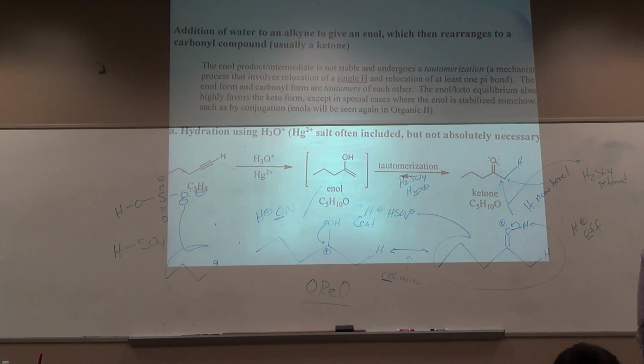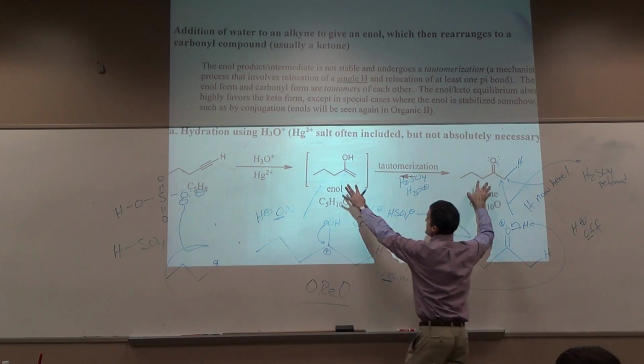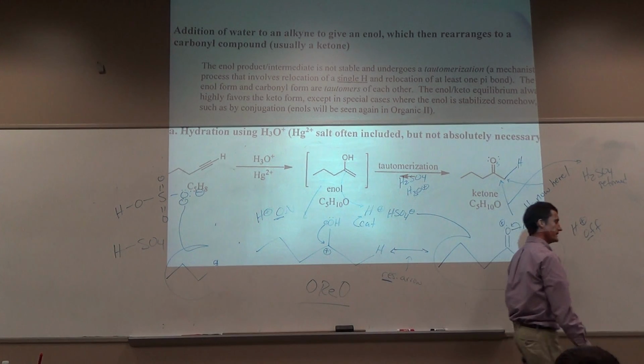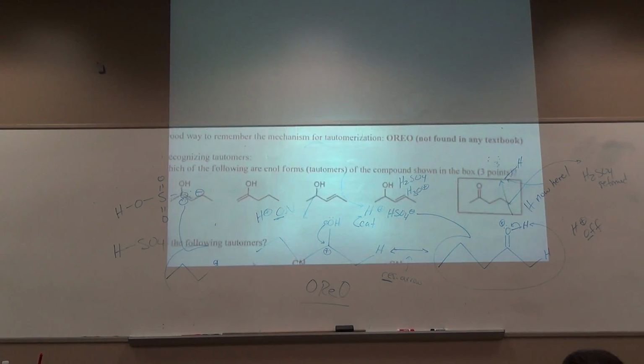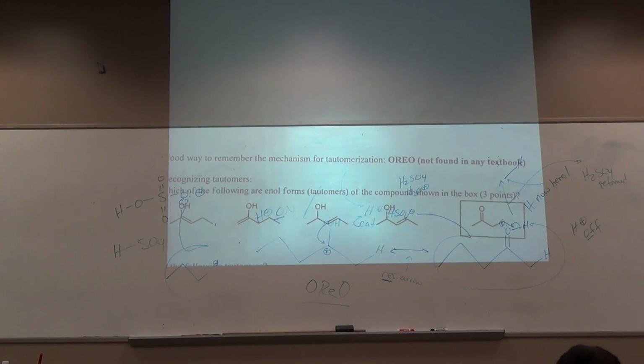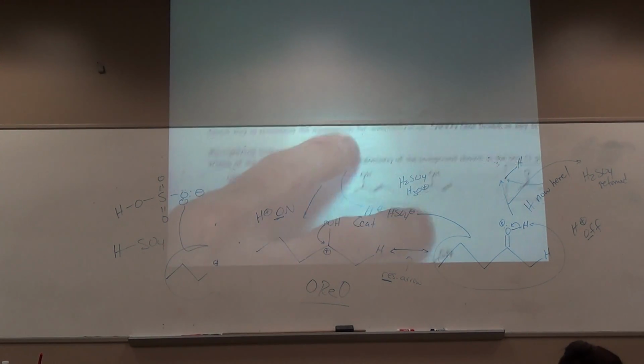Let's look at more tautomers. The keto form, the enol form, very important. We'll see it again in Organic 2. There's Oreo. Not in any textbooks yet. Still working on that one.